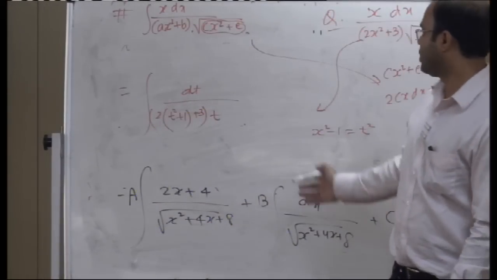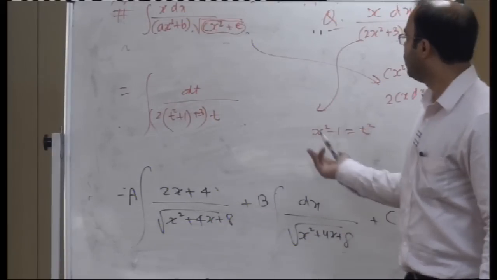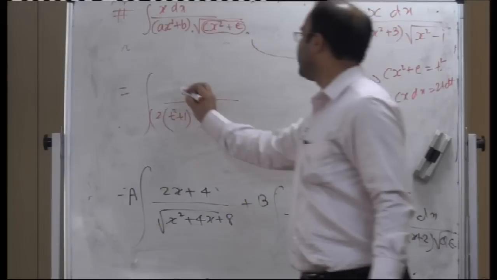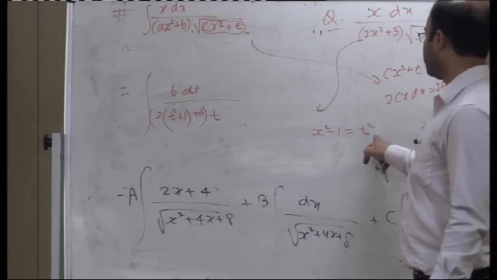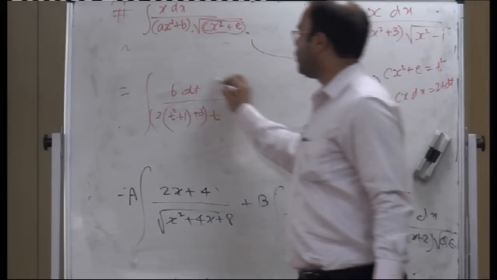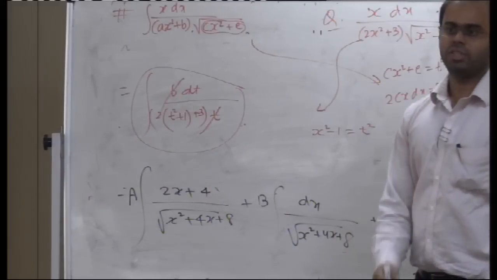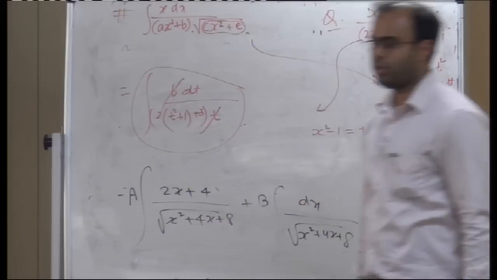This is a linear into quadratic sort of thing, and you can solve this question. 2x dx will be 2t dt, so there would be a t here also. It is much easier now. The t's cancel, and we get dt by a quadratic, which is form 1. You have to make a perfect square and then solve this one.